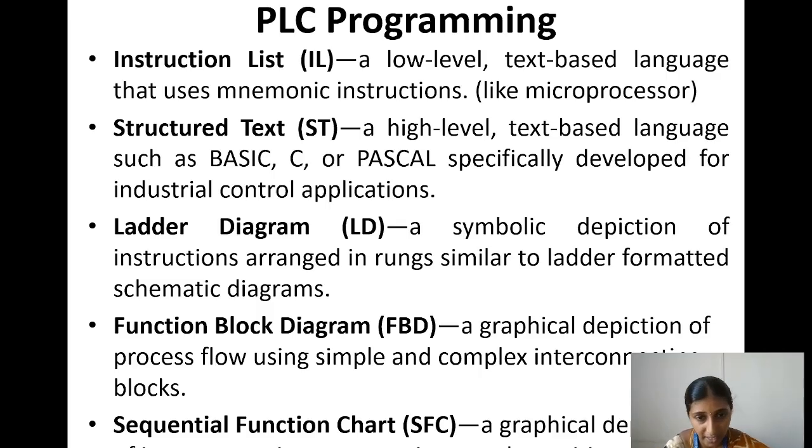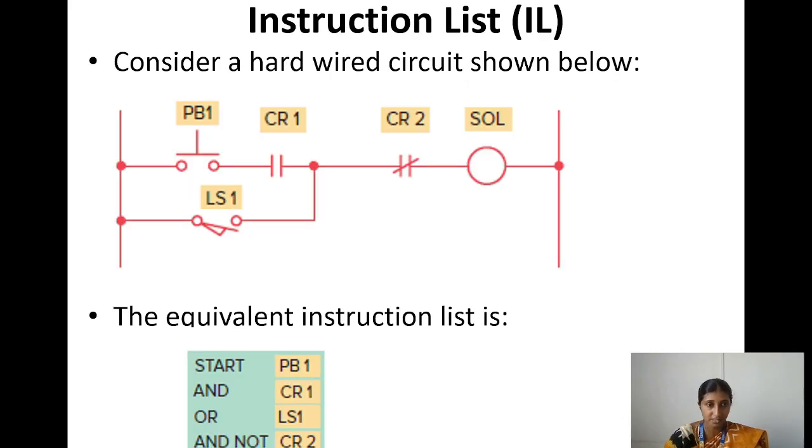When we see the ladder diagram, it is a symbolic depiction of instructions which can be arranged in rungs, similar to the ladder format in schematic diagrams. When we come to the function block diagram, it is a graphical depiction of the process flow, made of simple and complex interconnecting blocks. Its appearance will be like a process flow. And the sequential function chart is also a graphical depiction of interconnecting steps, actions, and transitions. So here you can see the ladder diagram of a hardwired circuit.